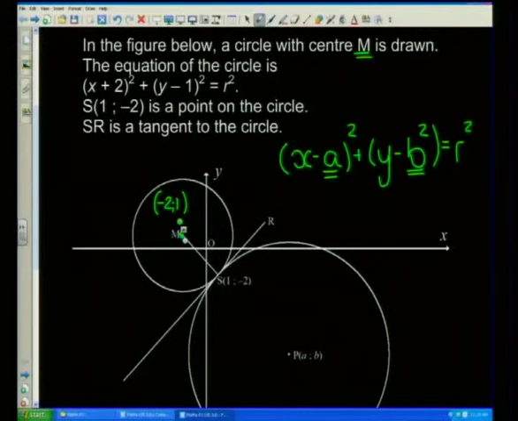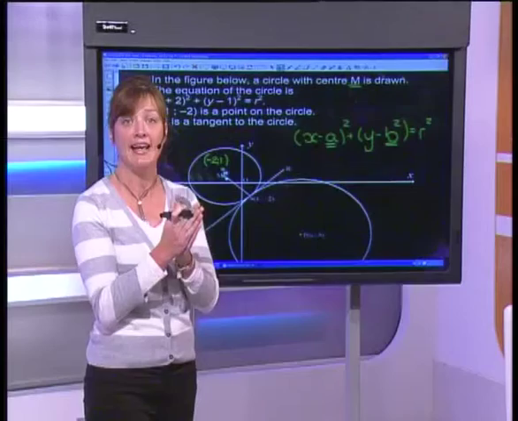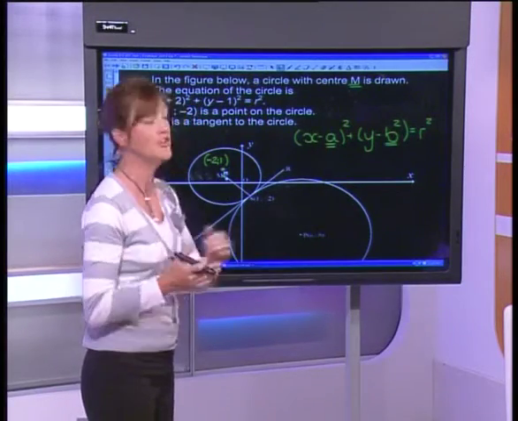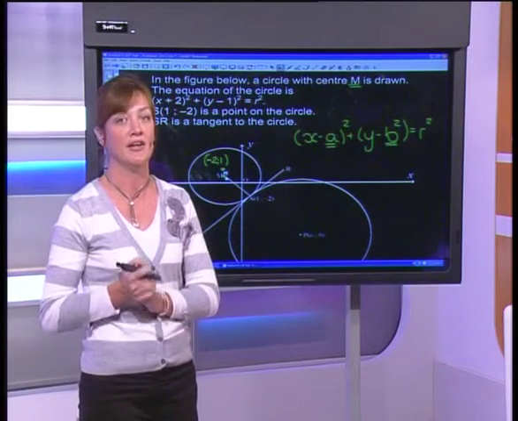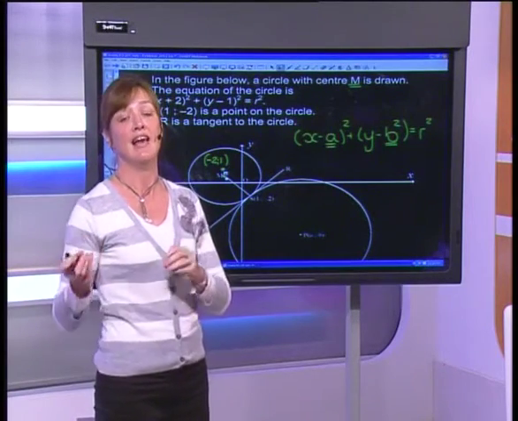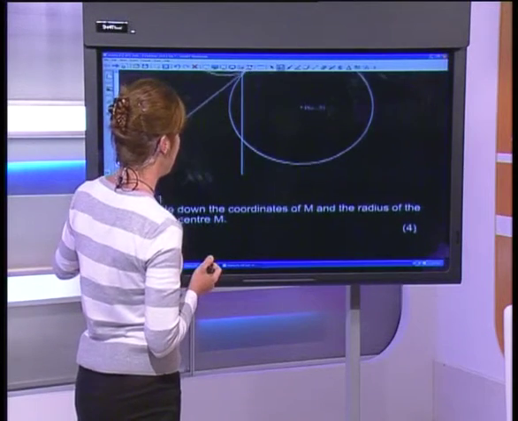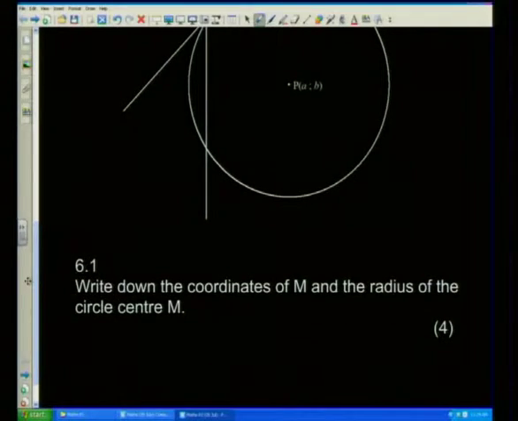They've told us that our point S, which is the point where the two circles touch each other, the point of contact between the tangent and the circles, is the point (1; -2), and then finally P, for which no doubt we're going to have to work out the values of a and b later. Okay, let's have a look at our first question over here. They are asking us to write down the coordinates of M and the radius of the circle.